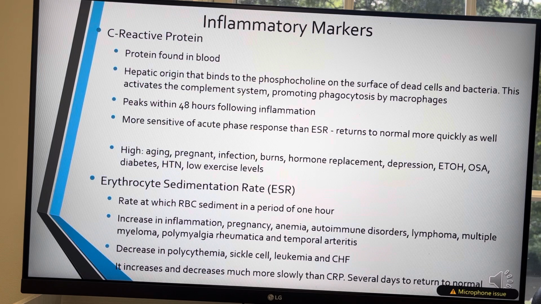If the C-reactive protein is negative, but the ESR is positive, it's been going on for a long time. If the C-reactive protein is positive, the ESR is negative, this inflammatory state just started. And if they're both positive, it could be either one.